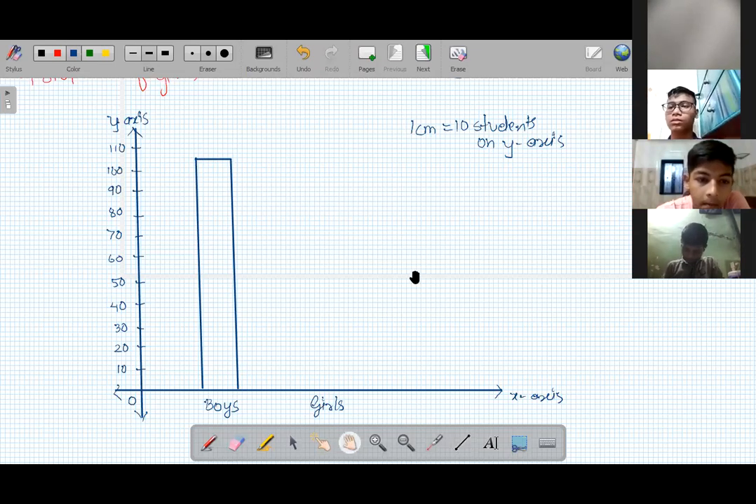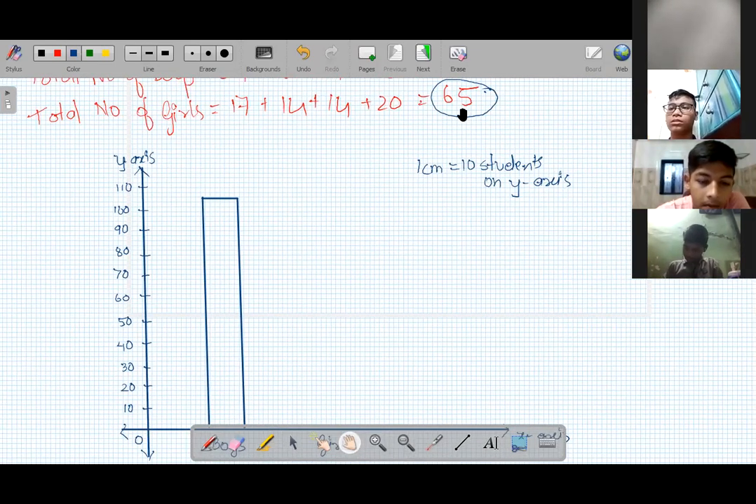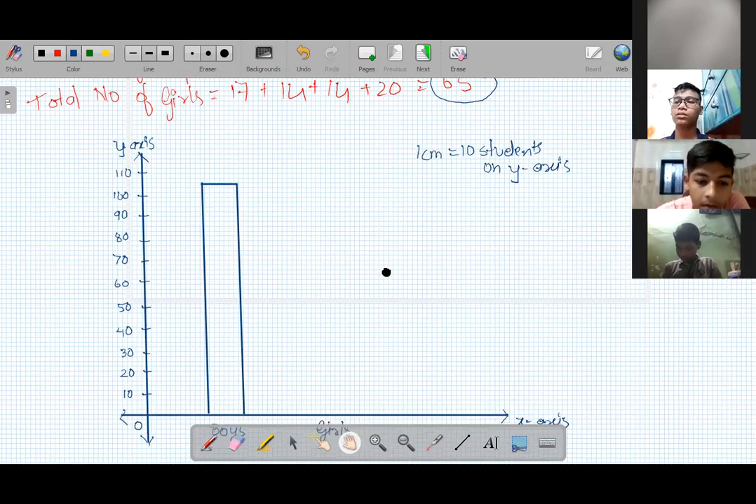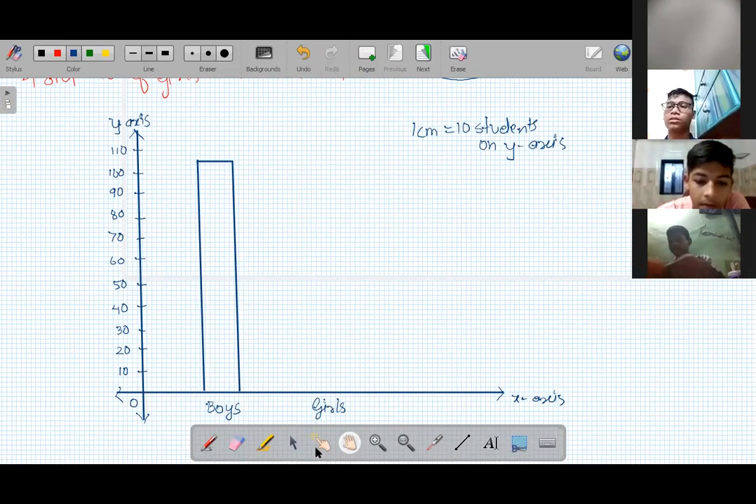Then we'll draw for girls as well. What is the total number of girls? The total number of girls is 65. So for girls also we'll draw up to 65. So 65 should be somewhere here. You draw the bar.